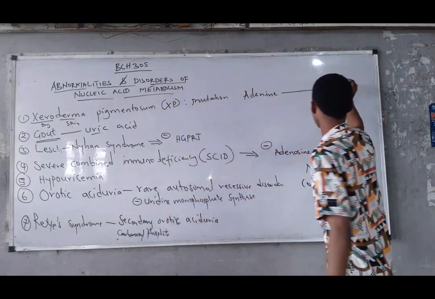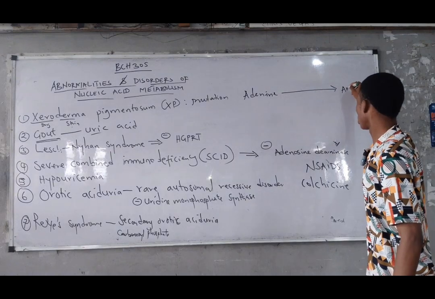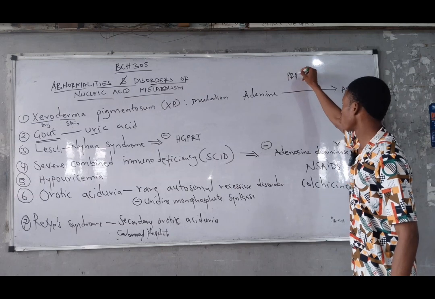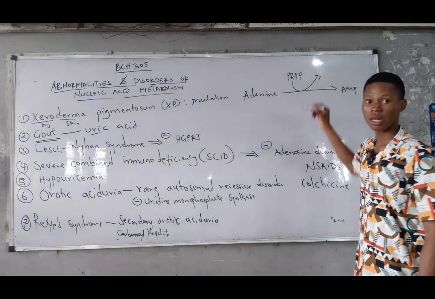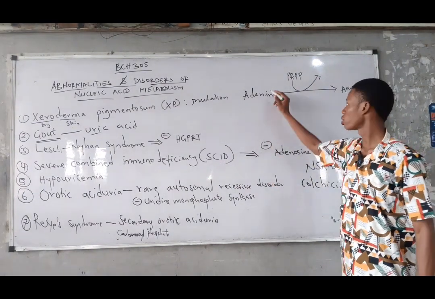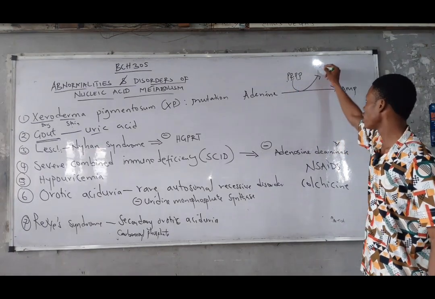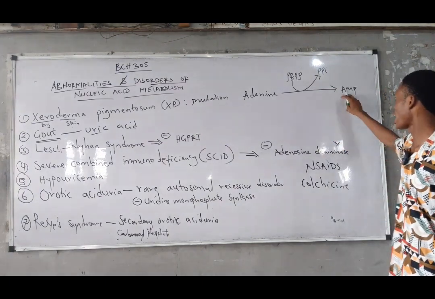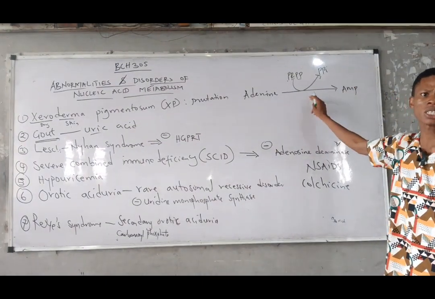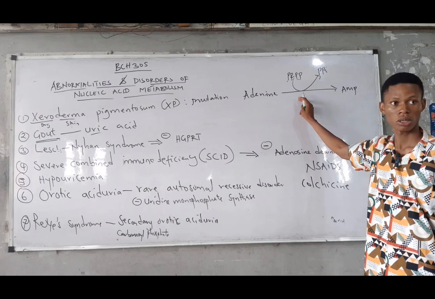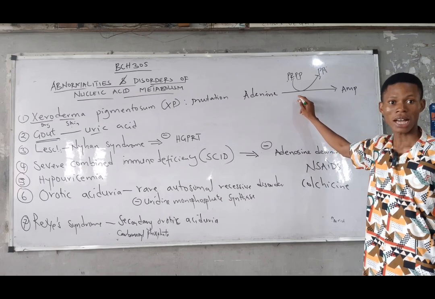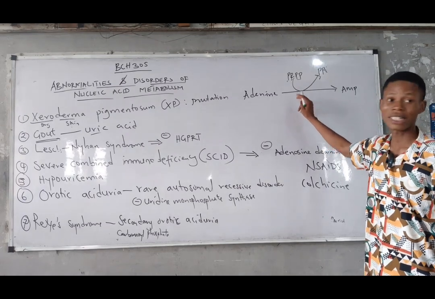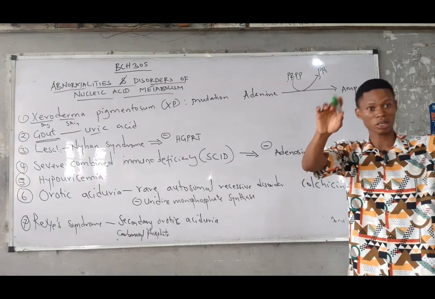adenosine monophosphate, what is coming in? What is PRPP? Phosphoribosyl pyrophosphate, and leaving as what? Pyrophosphate, right? Good. So we will now have adenosine monophosphate. And what's the name of the enzyme catalyzing this reaction? Adenosine what?